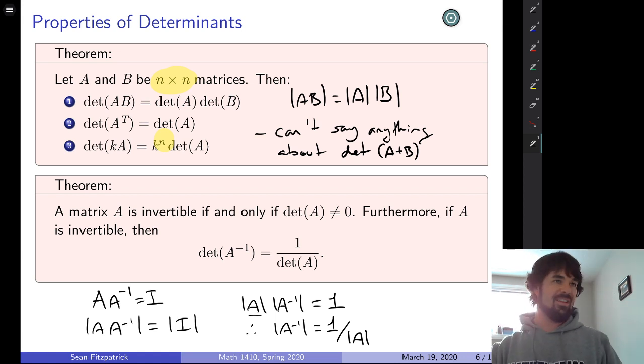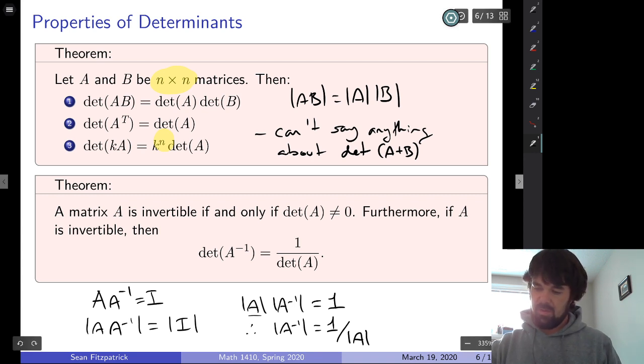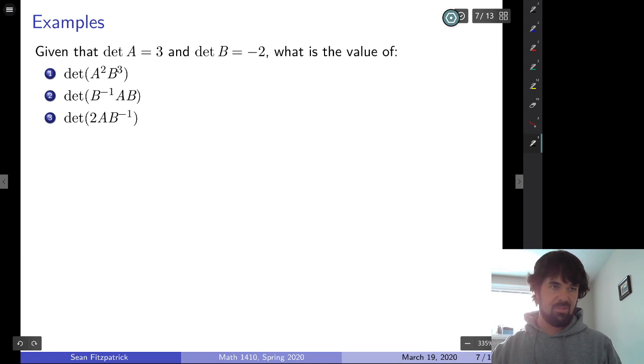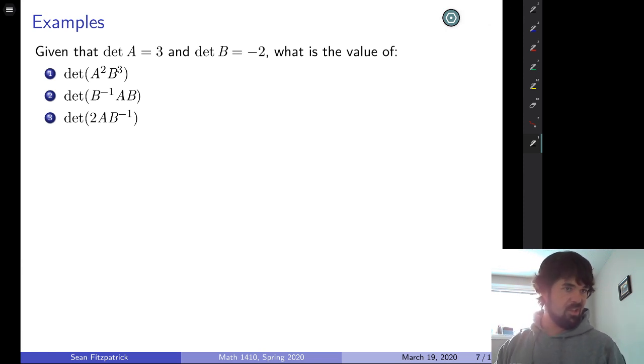All right, ready to move on? Let's move on. Let's do some examples. We can always jump back. If I see a question, I'll jump back if I have to.